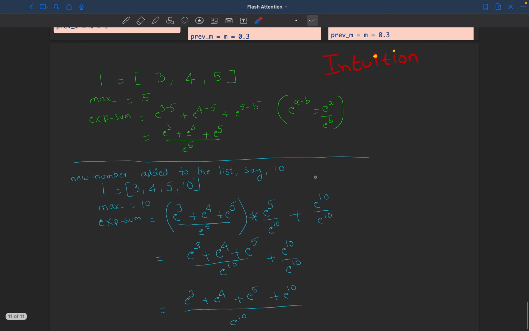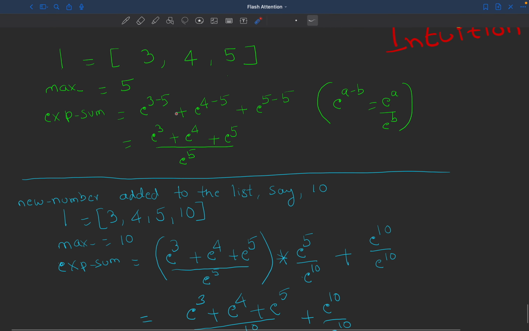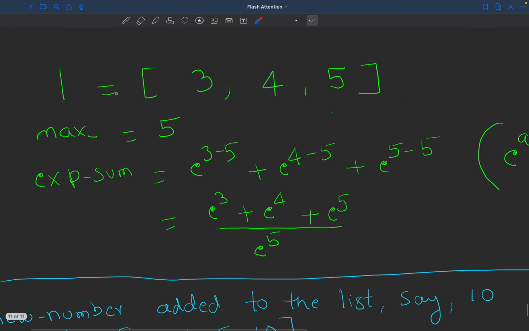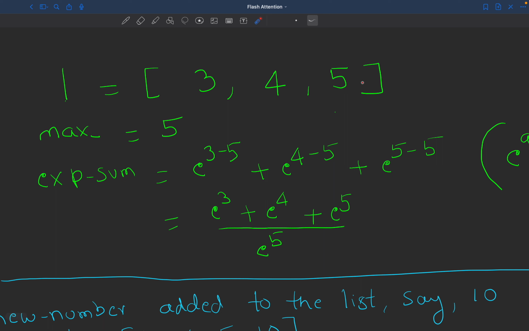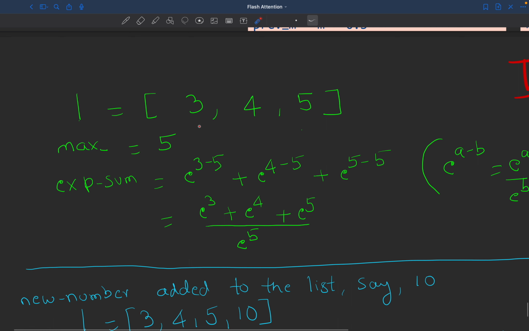Okay, so now let's talk about the intuition. Let's say we have an array, or a given list, of 3 4 5. How do you calculate the softmax for this, the safe softmax? The maximum value is 5, of course. If you want to sum it up, it is e raised to 3 minus 5, because that's the maximum value here, plus e raised to 4 minus 5, plus e raised to 5 minus 5.